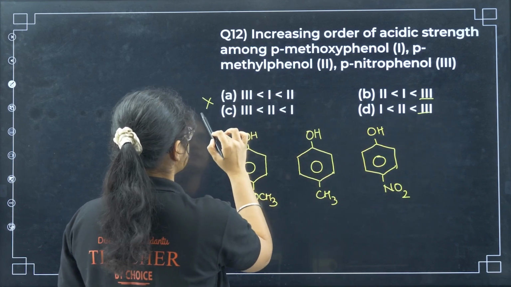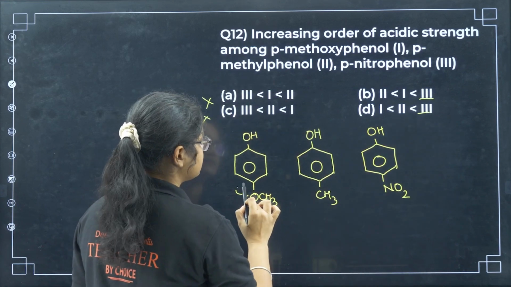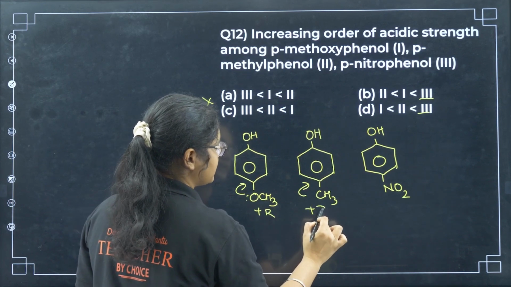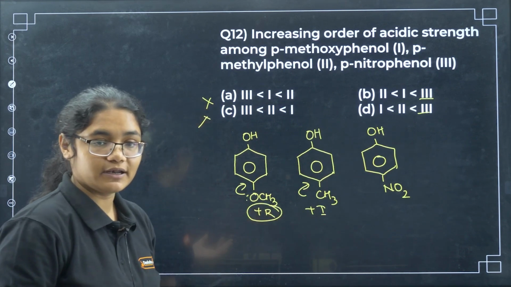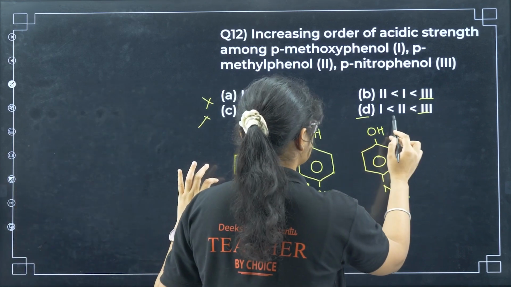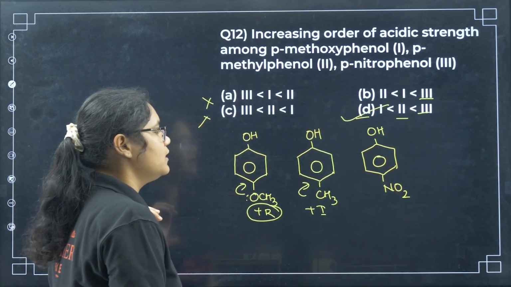So 3 will be the one which is highly acidic. So we have these two options. I will eliminate. Now here OCH3 is also donating, CH3 is also donating, but this is +R and this is +I, right? So +R is more dominant, then that means here the acidic strength will be least. So 1 will be least, then 2 and then 3. So option number D here.